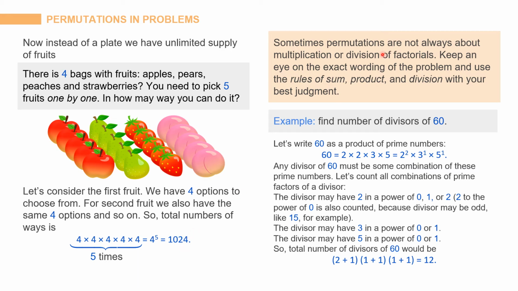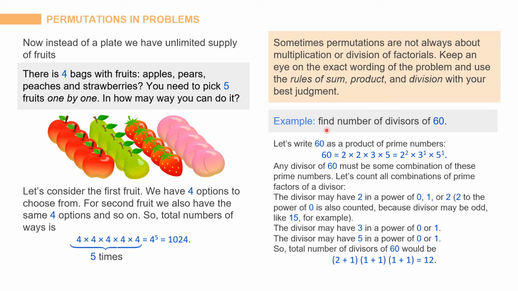Okay. So sometimes permutations are not always about multiplication or division of factorials. You need to keep an eye out for the exact wording of the problem and use the rules of sum, product, and division with your best judgment. So as you work more and more of these kinds of combinatorics problems, you'll see how to get good at using these rules. And sometimes it takes complex problem-solving skills, multi-step problems, to get to the solution.